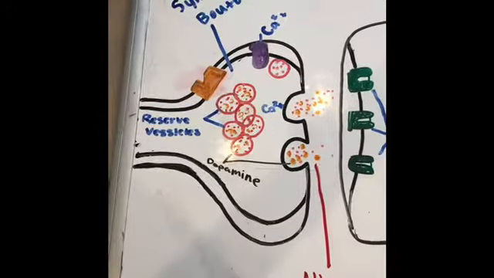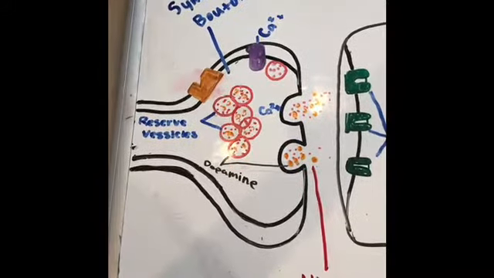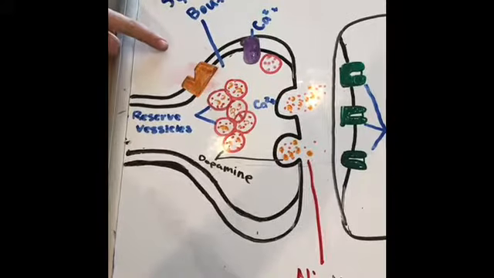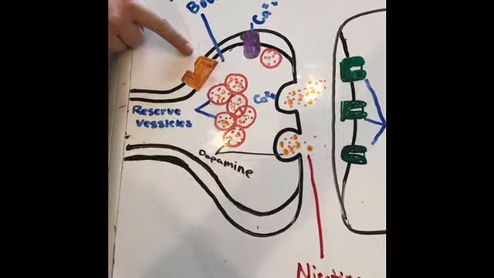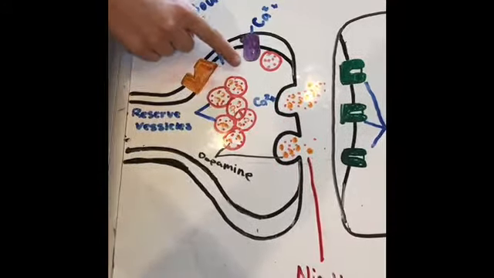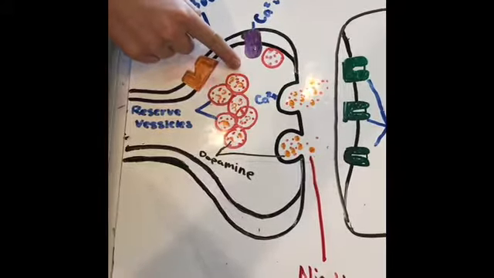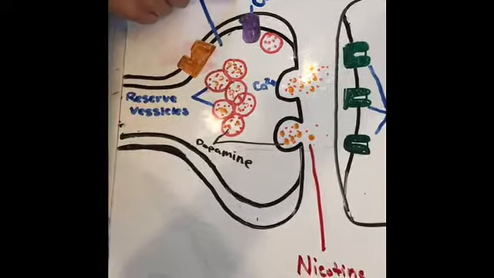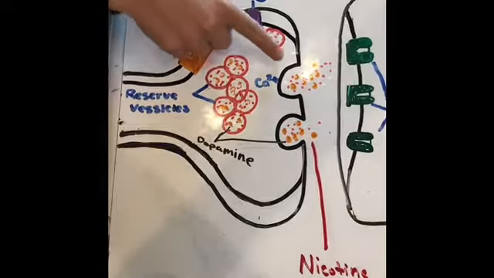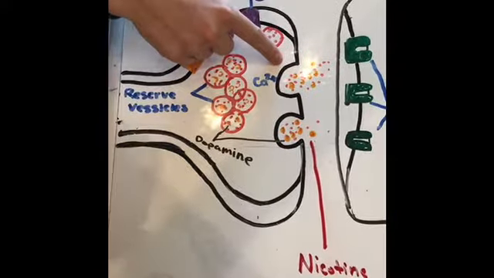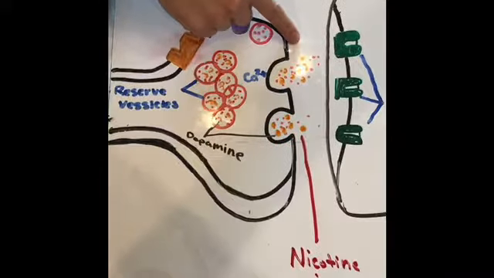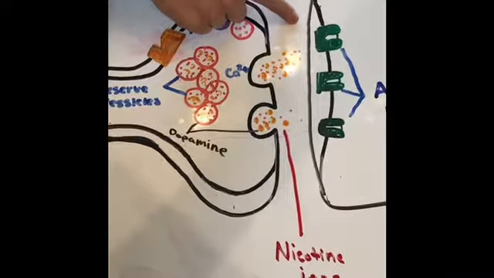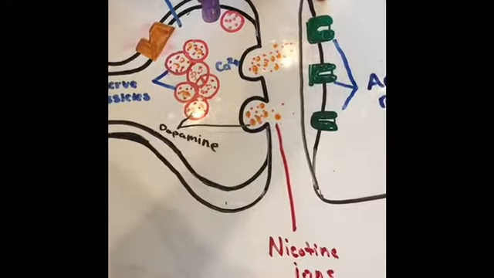So we are dealing with addiction, and our example is nicotine. So the nicotine receptor binds to the synaptic bouton, which releases dopamine into the reserve vesicles, and the calcium ion activates the vesicles to release the dopamine, and the dopamine and the nicotine ions are released into the synaptic cleft, binding to the acetylcholine receptors.